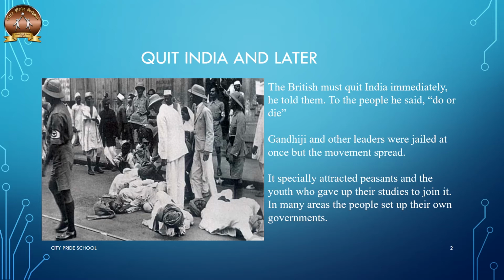And children, with the spread of this movement, Gandhiji and other leaders were jailed by the Britishers, because this movement attracted peasants and youth who left their studies to join this movement. Children, communications and symbols of state authority were attacked by people all over the country, and in many areas people also set up their own governments.